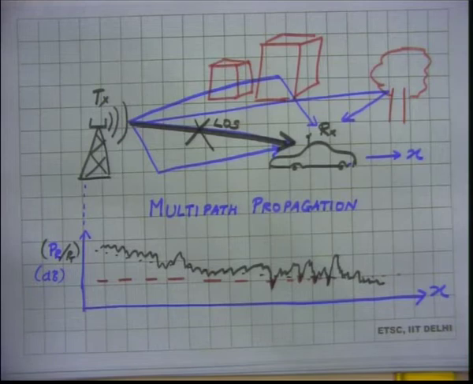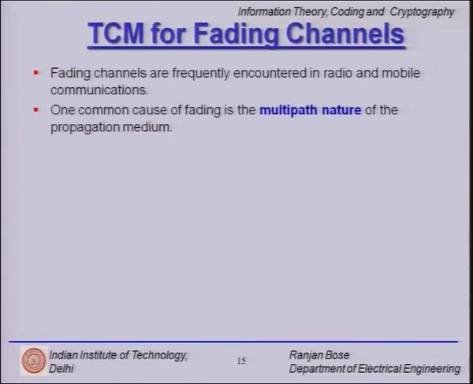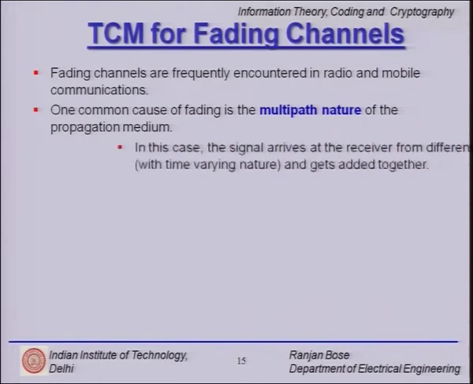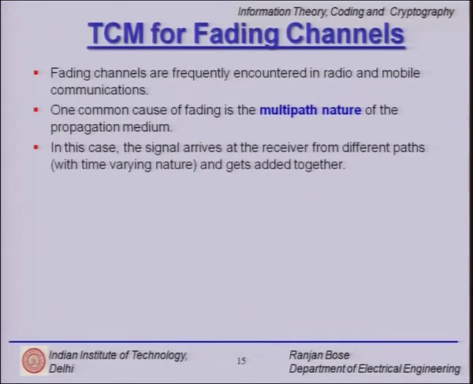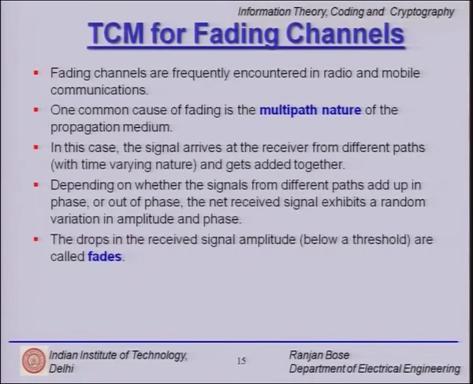We come back to our slides now, and we observe that fading channels are frequently encountered in radio and mobile communications, and the cause of fading is the multipath nature as we discussed just now. This is because the receiver gets signals from different paths with different path delays, and if the signals add up in phase or out of phase, then the net received signal exhibits a random variation in amplitude and phase, and the sudden drops are called fades.